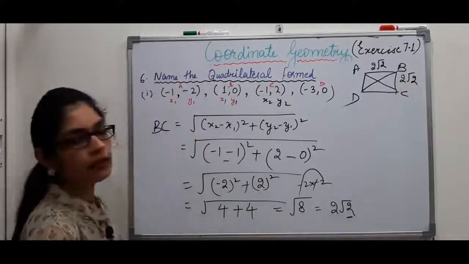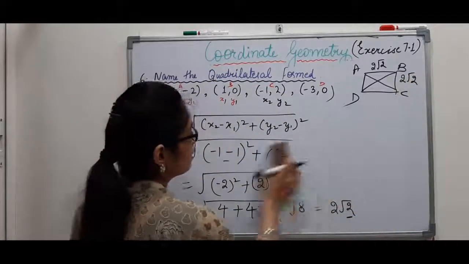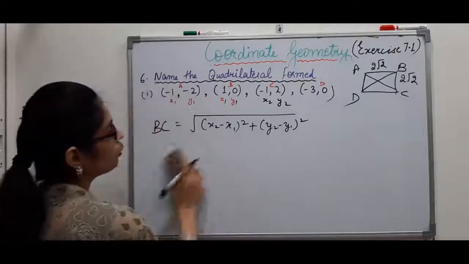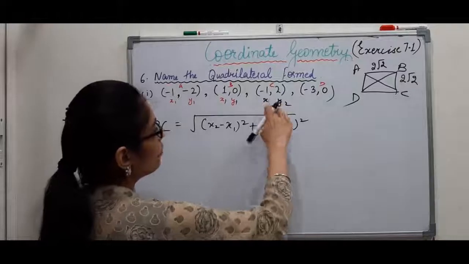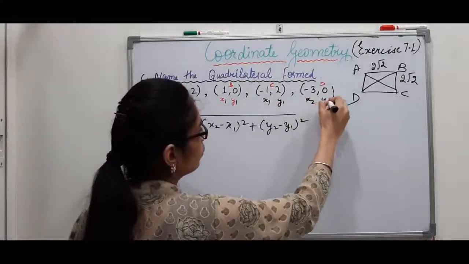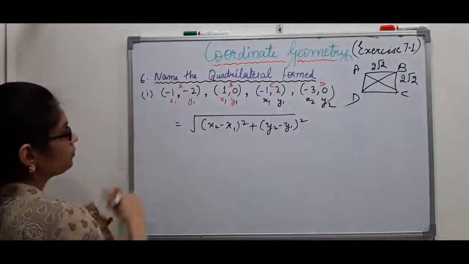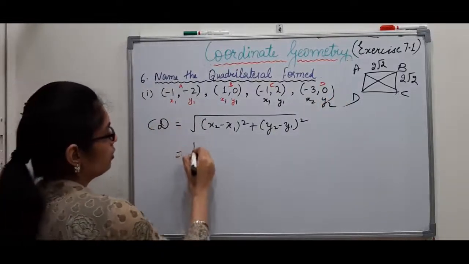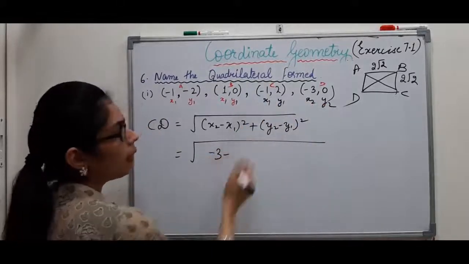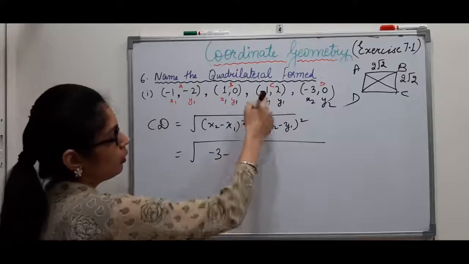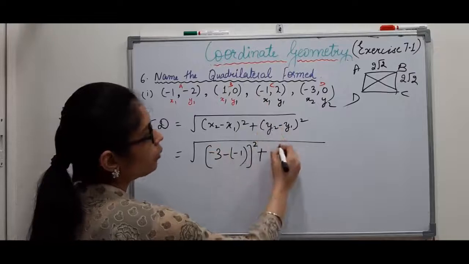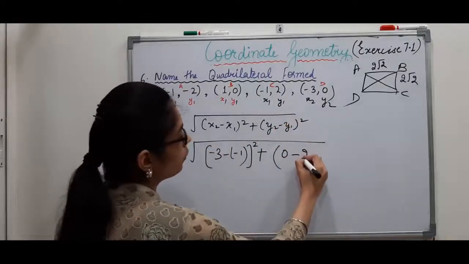Now let's find DC or CD. Same formula, only the values of x1, y1 and x2, y2 will change. So CD we are finding. Here for C I will give x1, y1 and for point D I will give x2, y2. So CD. Let's put the values. x2 minus 3 minus of minus 1 whole square plus y2 is 0 minus 2 whole square.